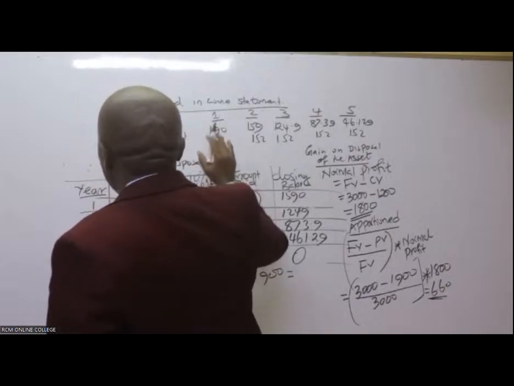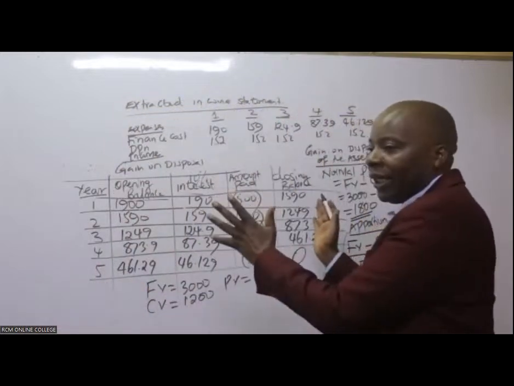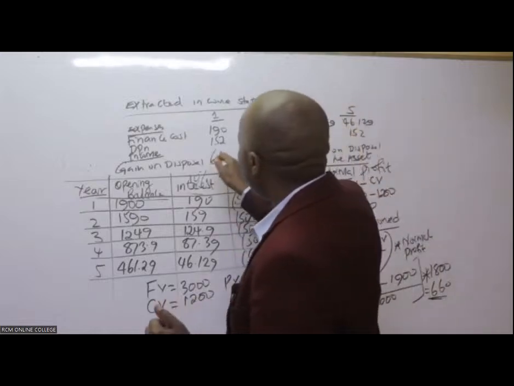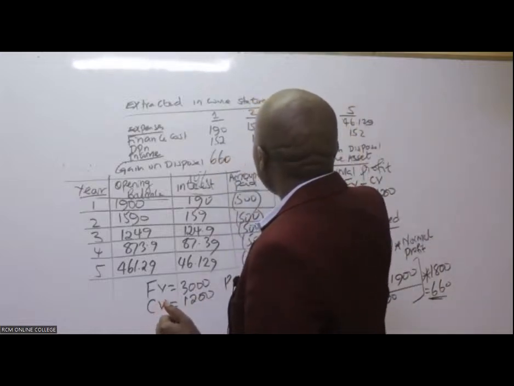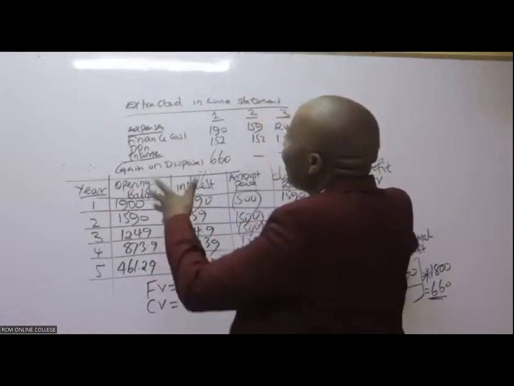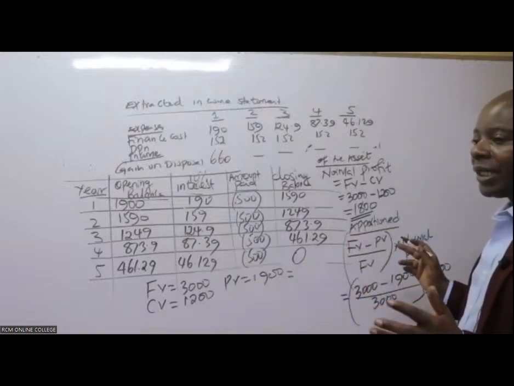So you only recognize it in the first year because you sold this asset in the first year and then became a tenant. So in this case, gain on disposal, we have a figure of 660. Of course, the other years we have a dash. Don't add anything, because these are just extracts.